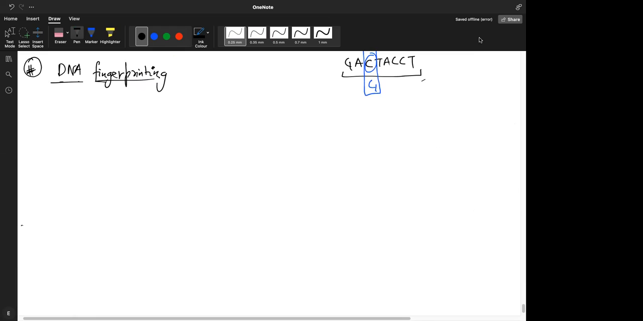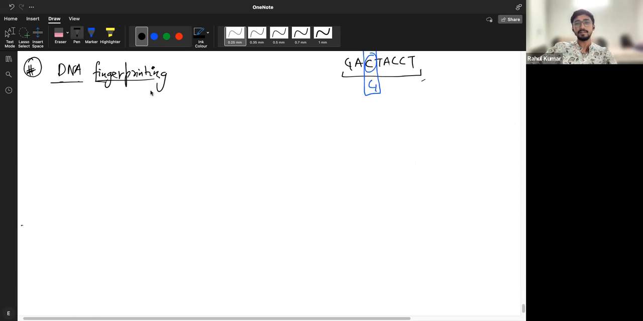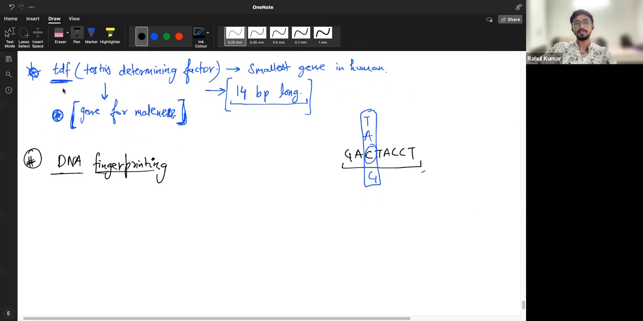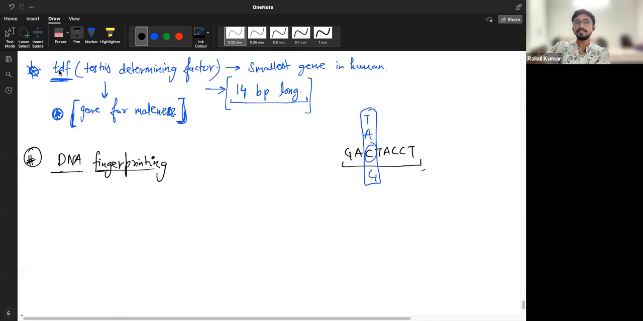So what have we started with, sir? We have started with DNA fingerprinting. Before that, I just told that the smallest gene is TDF, testis determining factor, which is just 14 base pairs long. It's the gene for maleness. That's all.